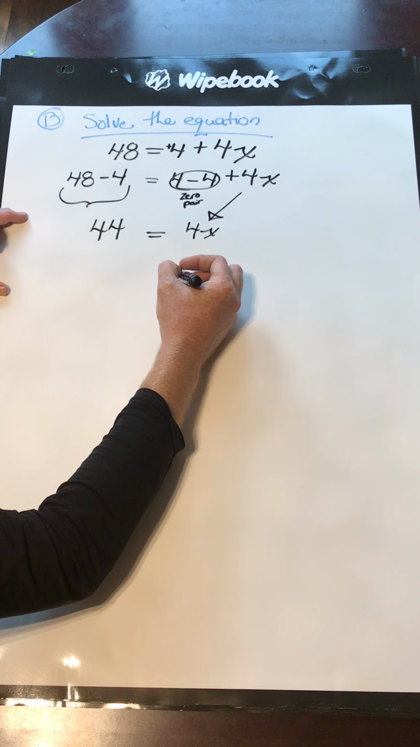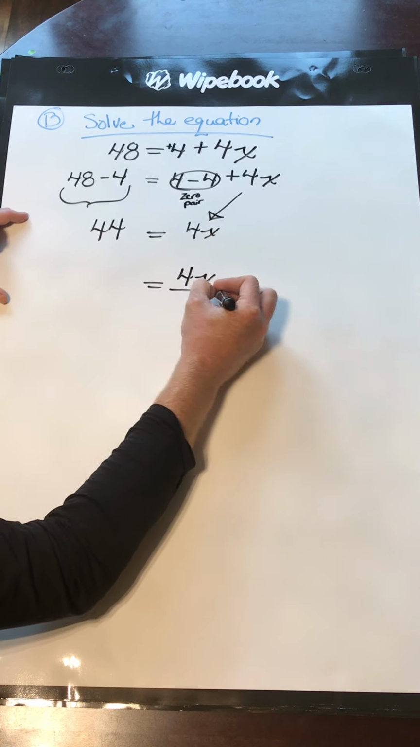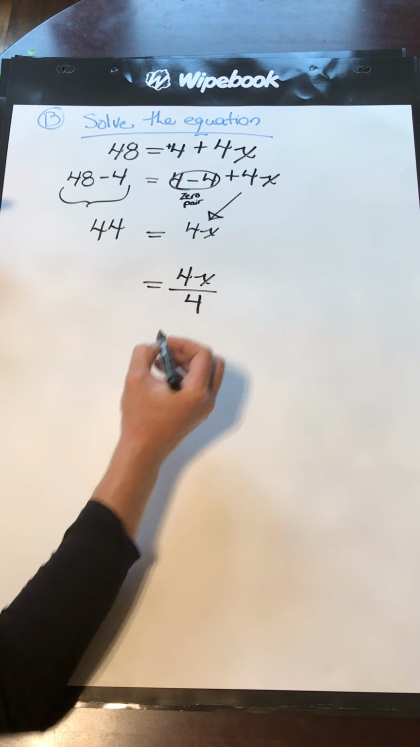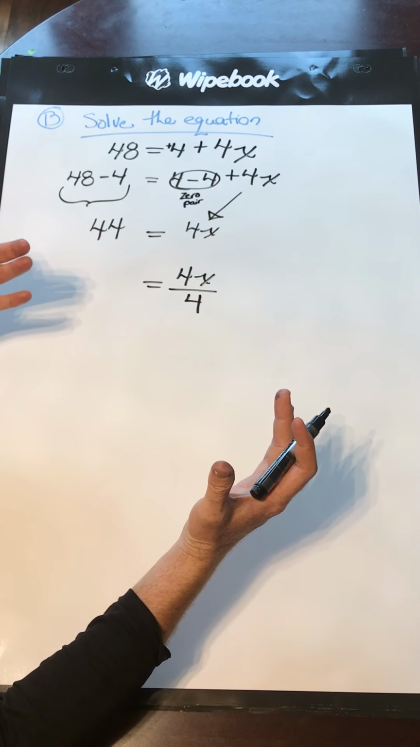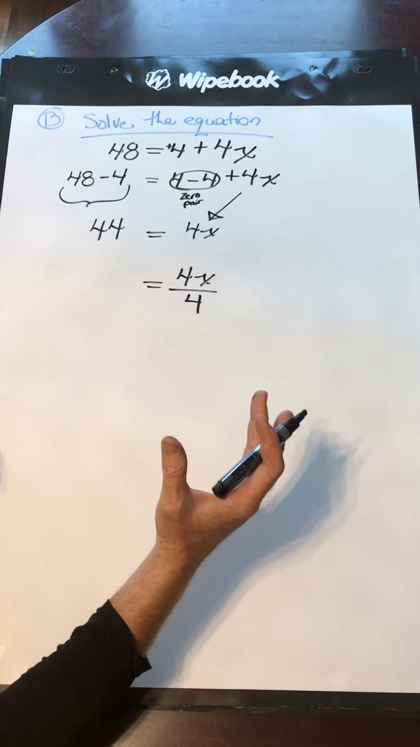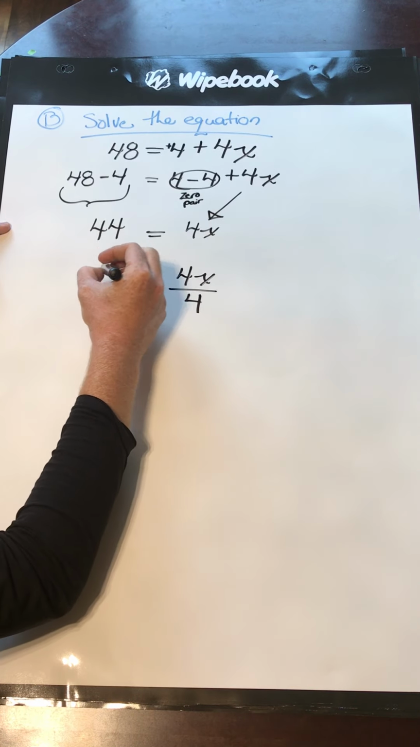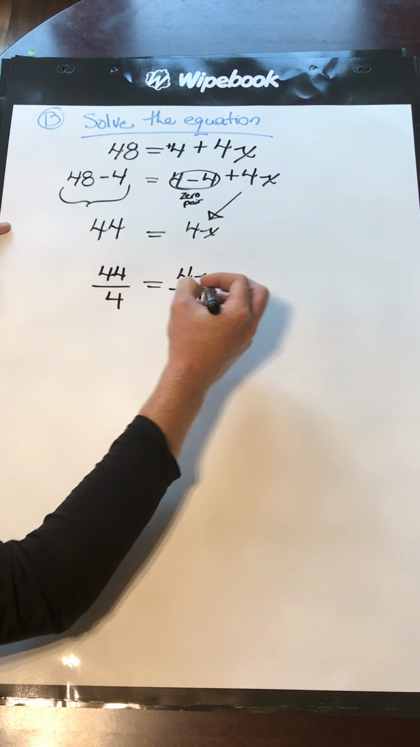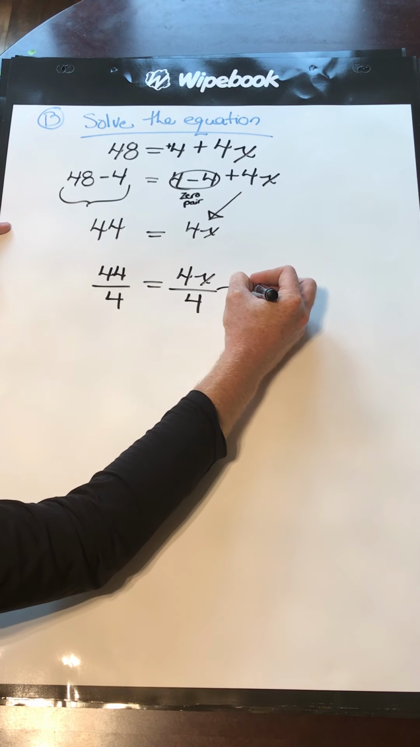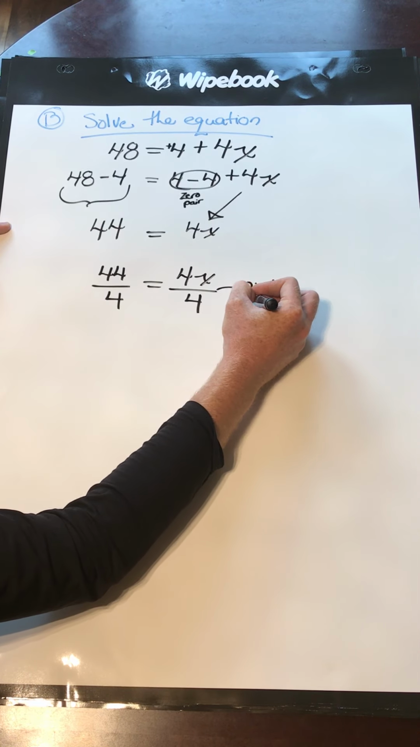So I'm going to take this and I am going to divide this by 4. But we need to remember to keep it balanced. Whatever we do to one side, we must do to the other. So if I've divided the right side by 4, I must divide the left side by 4. And remember, this line here means a lot of things. In this case, it means divided by.